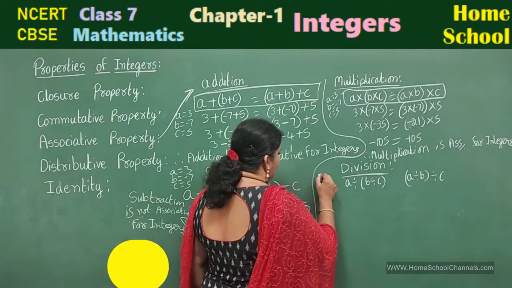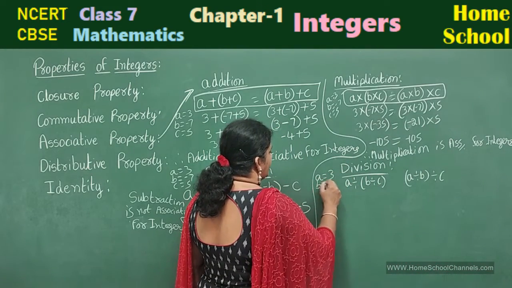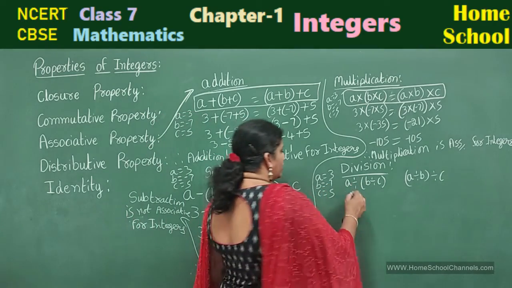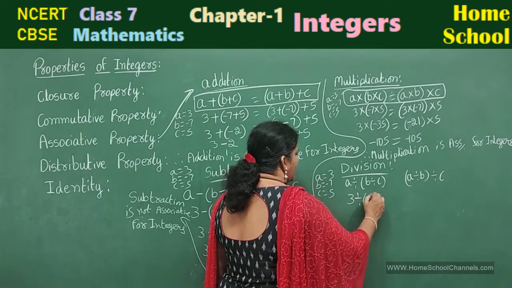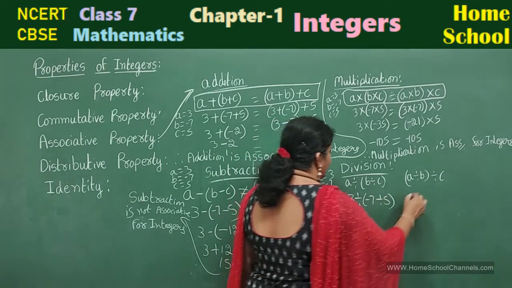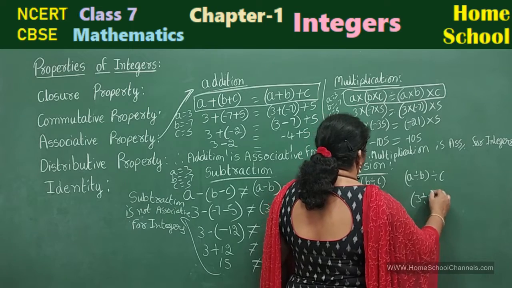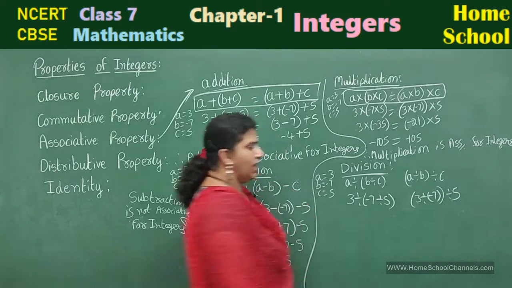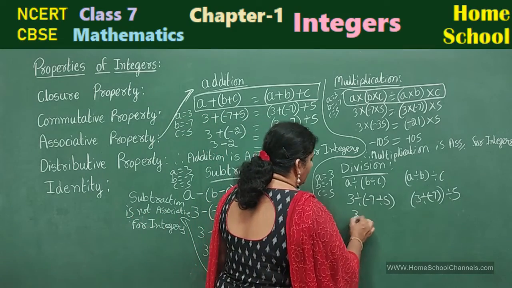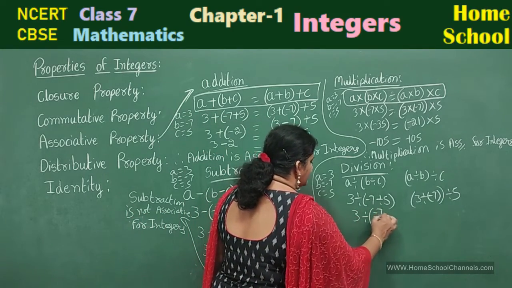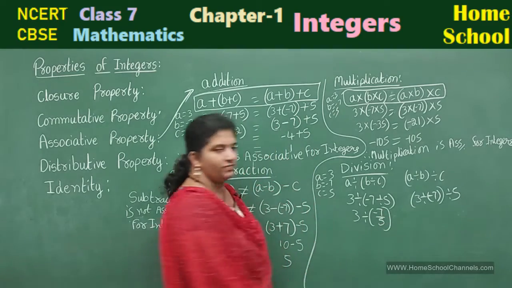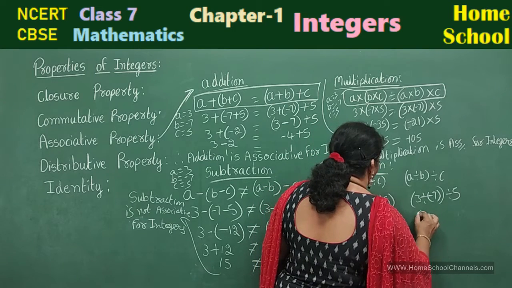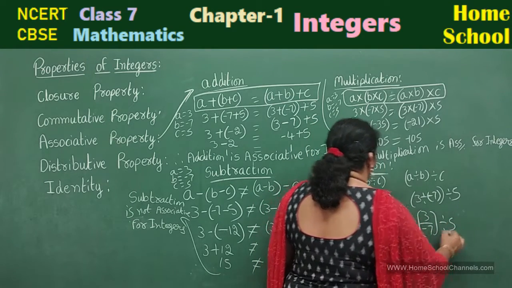Now, substitute the A, B, C values: A is equal to 3, B equal to minus 7, C is equal to 5. Substitute the A, B, C values: 3 divided by minus 7, divided by 5. Now, 3 divided by minus 7 by 5, you can say. And here 3 divided by minus 7 divided by 5.